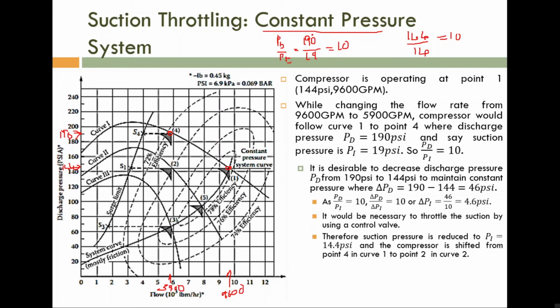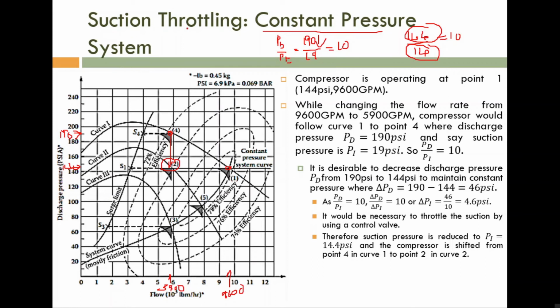So in order to decrease the discharge pressure to 144 psi, that one is shown here. What do we want to reduce? We want to reduce the suction pressure. If you reduce the suction pressure, the compressor curve will shift from curve 1 to curve 2, where curve 2 is associated with suction pressure 14 psi. So definitely the operating point will shift from 4 to 2. This one is the new operating point after this throttling.